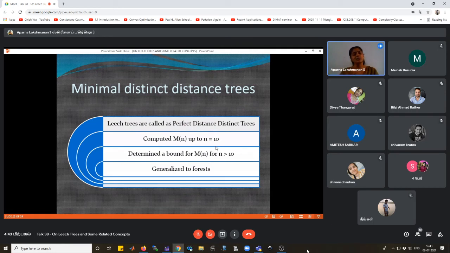Again, the definition moves on in the same direction. The path weights must be exactly 1, 2, etc., up to n1 choose 2 plus n2 choose 2 plus etc. plus nk choose 2. So that is the concept of a leech forest. This was also introduced in this same paper.